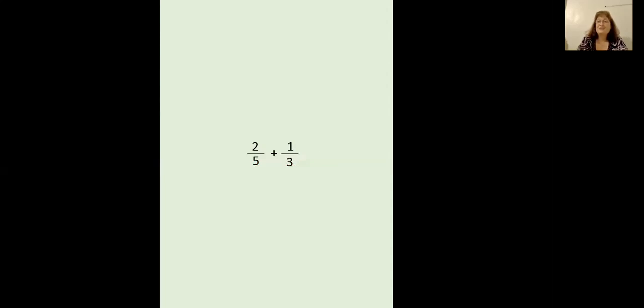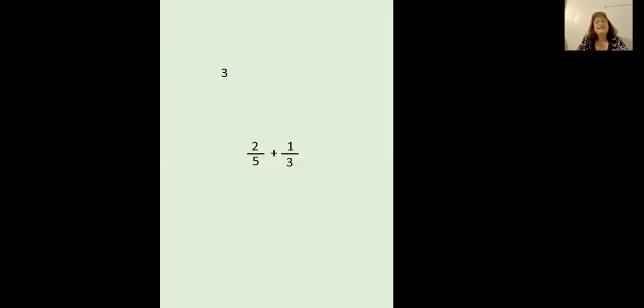Now let's learn how to add fractions with different denominators. What we have to do is we first have to find the lowest common denominator, or the lowest common multiple, of 5 and 3, just like we were just doing.